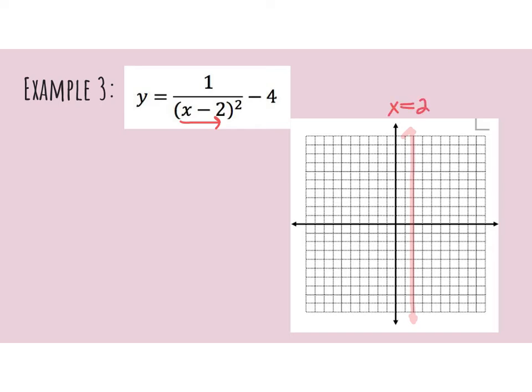The next transformation is my vertical translation, and this is -4. So that vertical translation is going to move your horizontal asymptote down 4 units.